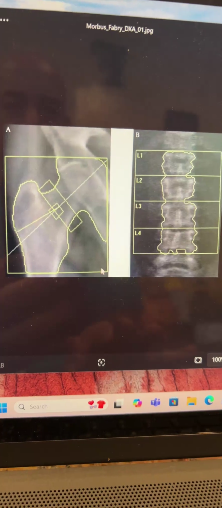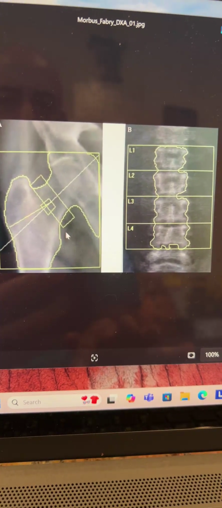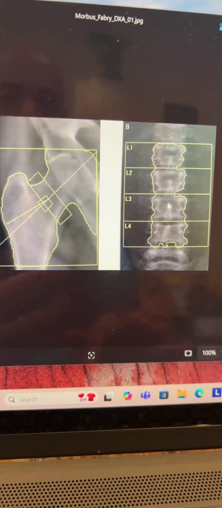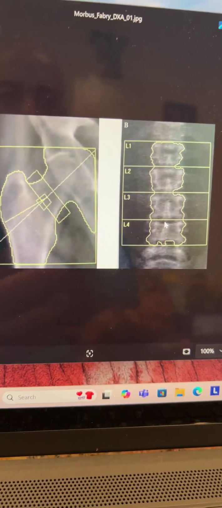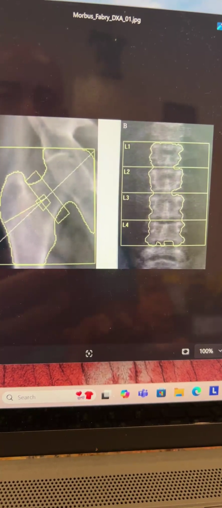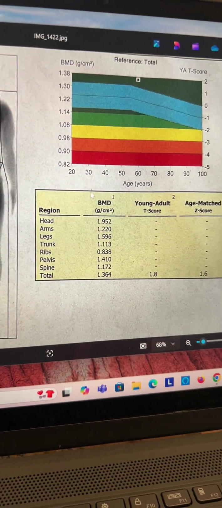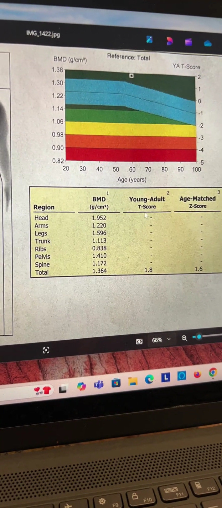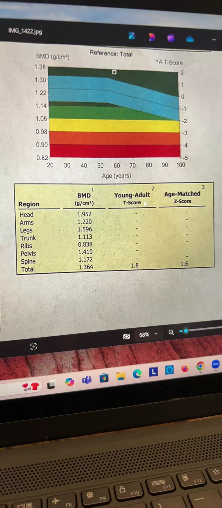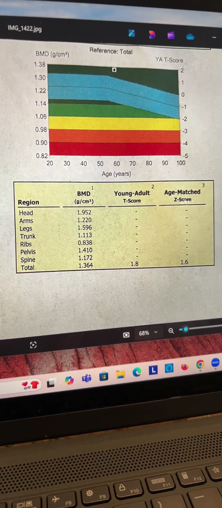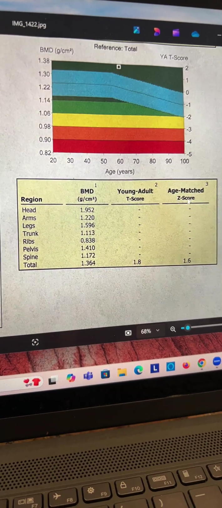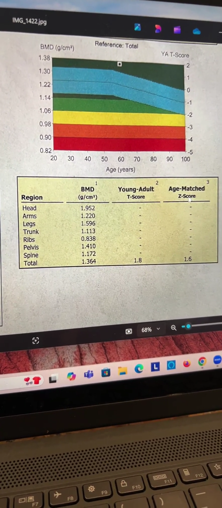So in the previous clip, I did show you this image, which is what we get for the bone mineral density measurements, the hip and the lumbar spine. And what we get from that is a chart that looks like this, where you get the actual bone mineral density quantification plus a young adult T-score and an age-matched Z-score. The Z-score is age-matched and sex gender-matched as well for men and women.